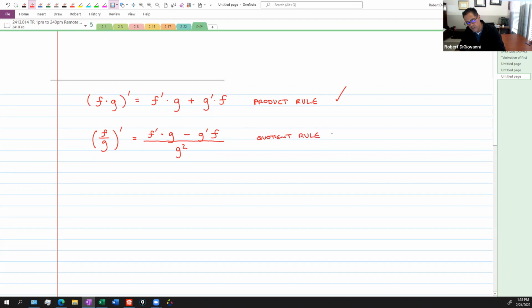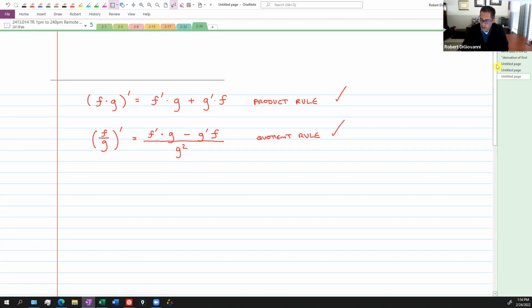Quotient means fraction, division. This is what we do when we have division and we want to take a derivative: we apply this rule. It's going to be exactly what we were just doing, except a minus sign in between. And then at the very end, you'll divide the whole thing by g squared. G squared means you take whatever g is and you just square it. You don't take its derivative, you just square it. So whatever the denominator is, you're going to square it and put it on the bottom.